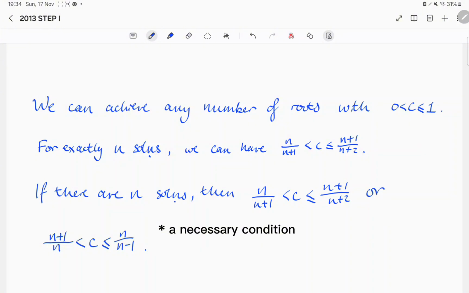Therefore, a sufficient condition is that n over n plus 1 is less than c, which is less than or equal to n plus 1 over n plus 2, or n plus 1 over n is less than c, is less than or equal to n over n minus 1.